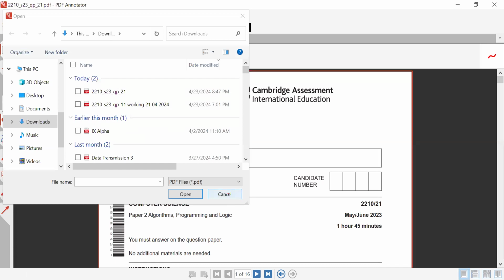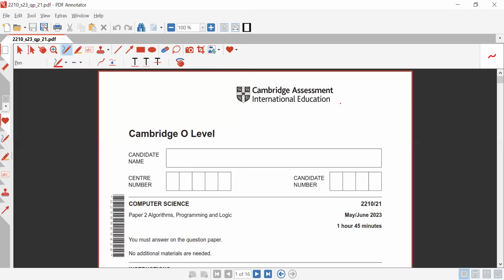Assalamualaikum students. Here we are with one another session for the past papers for O levels. That is 221021 May June 2023.